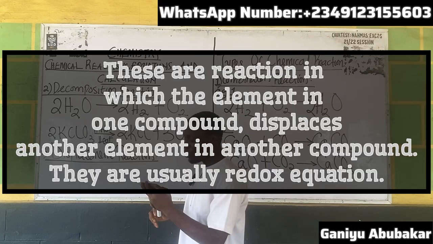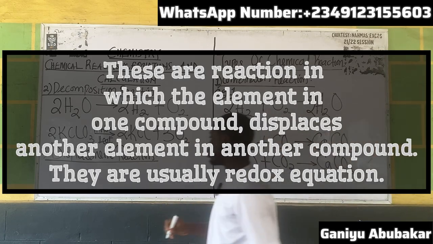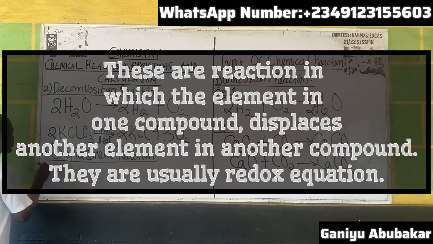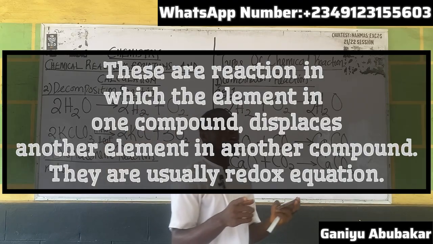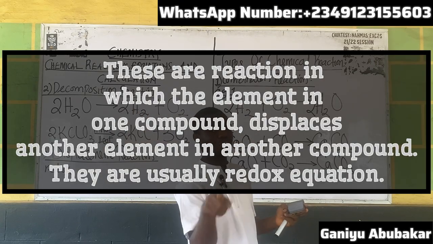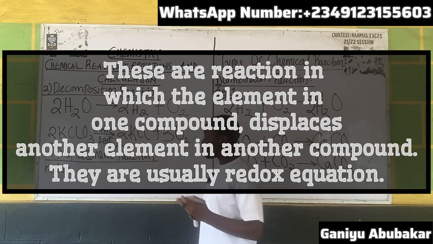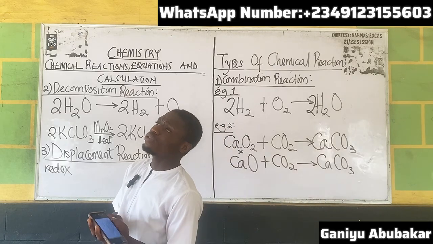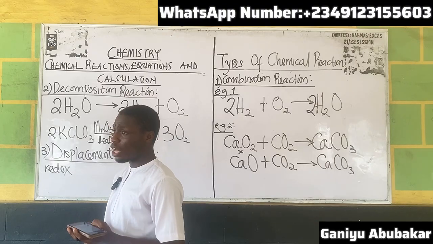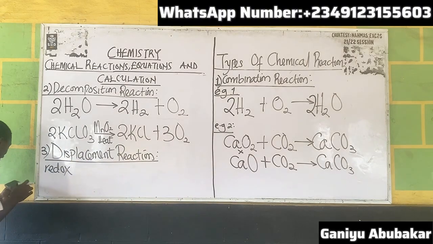First, they are usually redox equations, from the idea of oxidation and reduction. Now, how do you spot a displacement reaction? How do you know? Let me show you an example of this one here.